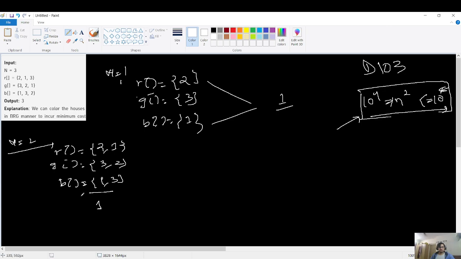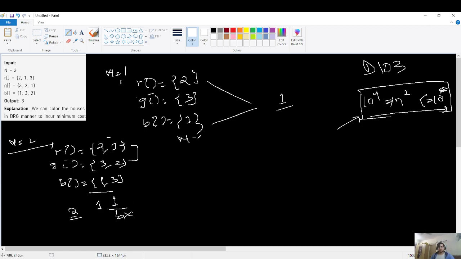That means I should first paint my first house with B, and second I should take the second, since we cannot have the adjacent as the same color. So for the next thing, B will be out of the scope, and we just have to compare with these two, right? So it will be 1, right? 1. So total cost will be 2 for n equals to 2.